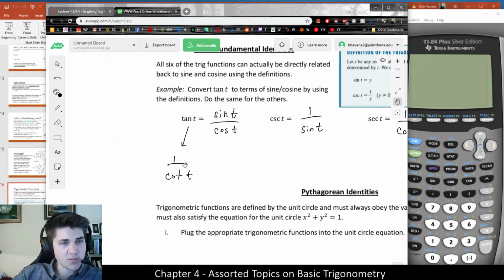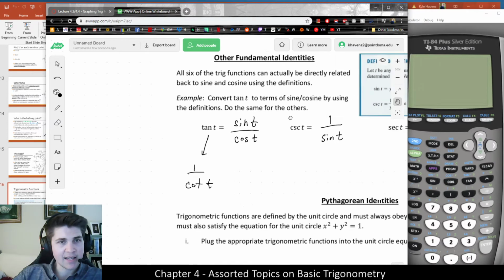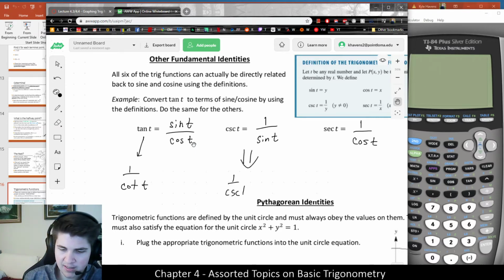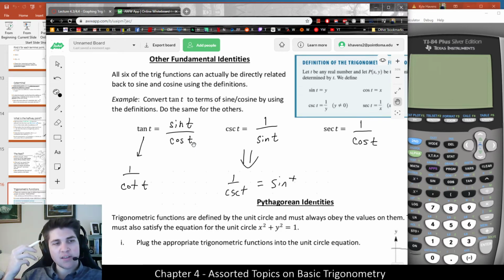So tangent is 1 over cotangent. Cosecant is 1 over sine. But additionally, sine is 1 over cosecant. They are reciprocals of one another, because I could take this identity, flip both sides of the equation, and that would lead me to a new identity based on algebra, which would be 1 over cosecant is equal to sine. But basically, all of these fall along the lines of reciprocal identities. There's a connection between them, which is easy.